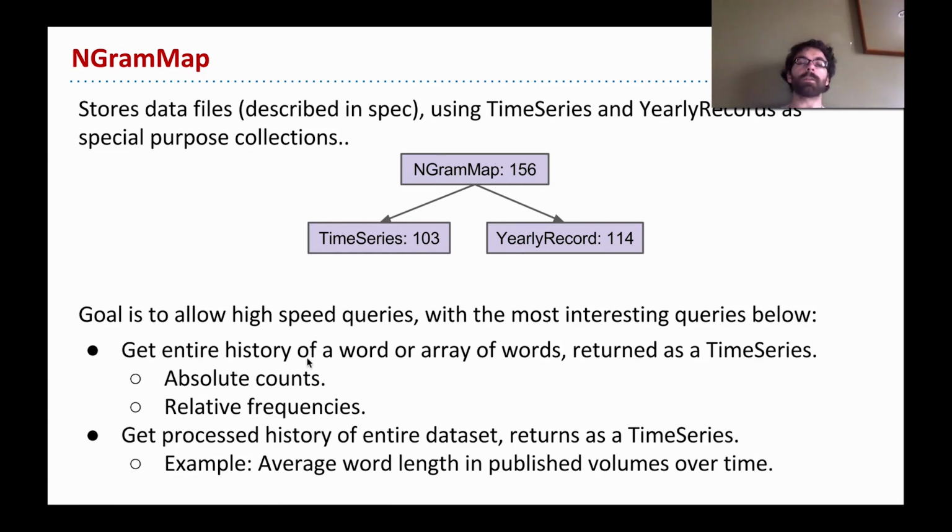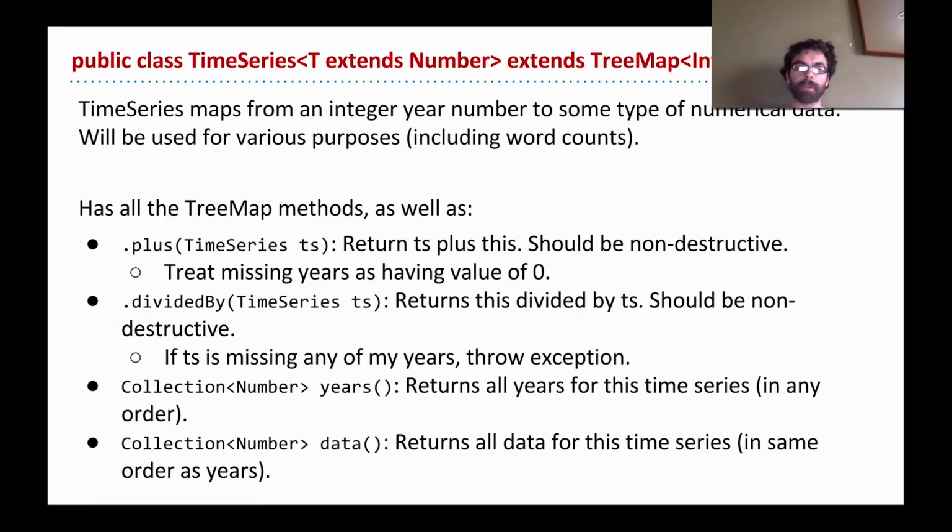So the goal here is to allow us to make rapid queries to the Ngram map class. For example, I want to know the whole history of the word cake, and I can either ask for absolute counts, like the literal counts, like 88,000, 89,000, etc., or I can ask for the relative frequencies. That is, this word was 0.0001 of all words this year. And we also want to maybe get the process history of the entire data set. So I want to know how long the average word was over time. Okay. So this class right here is going to read in the data files and use these as convenient special purpose collections to store it.